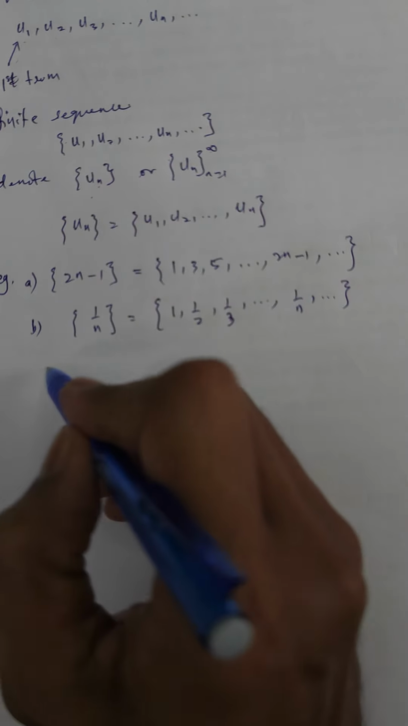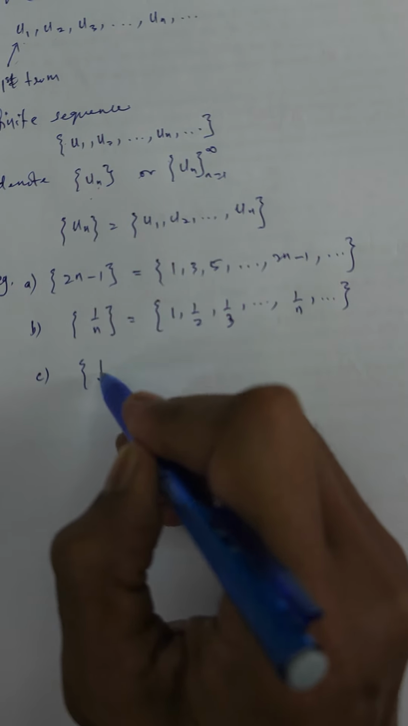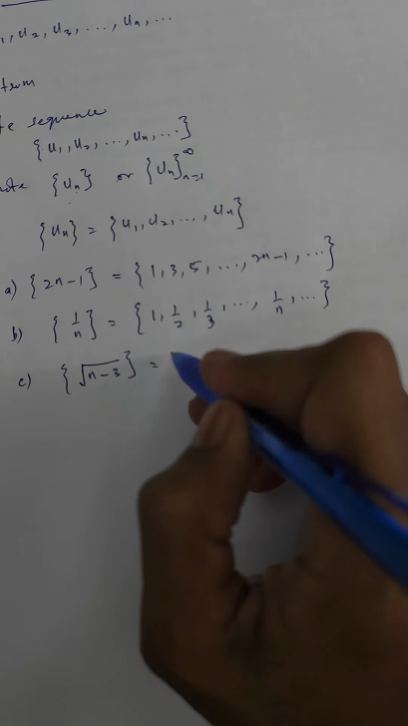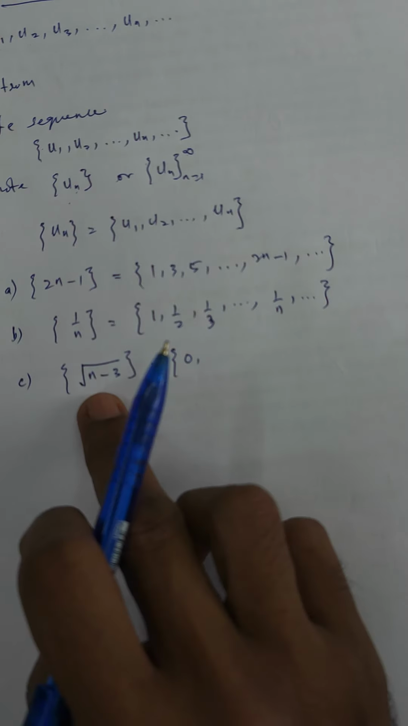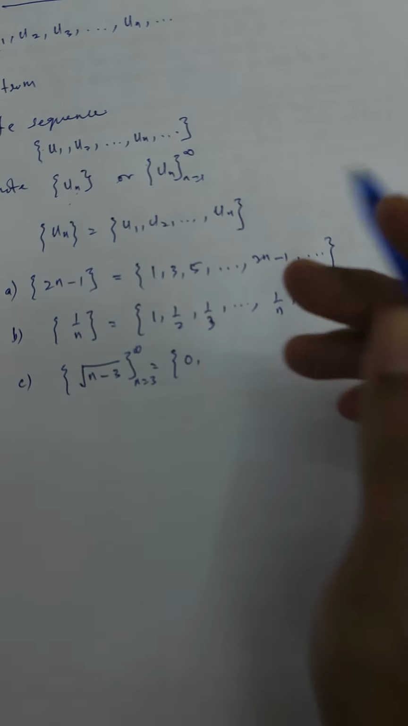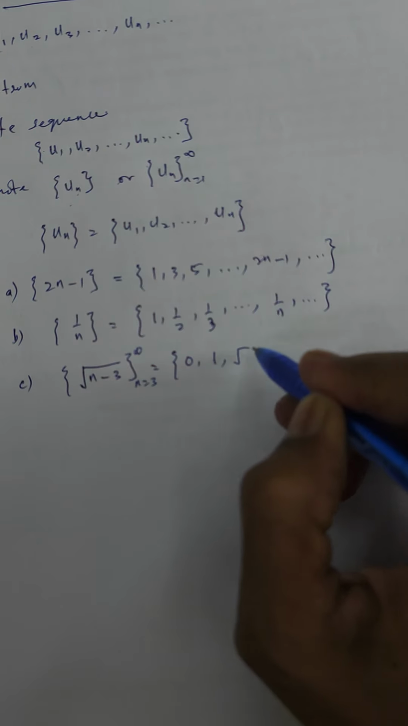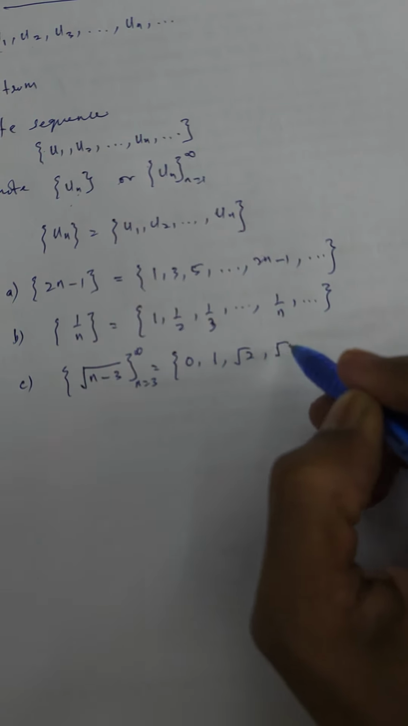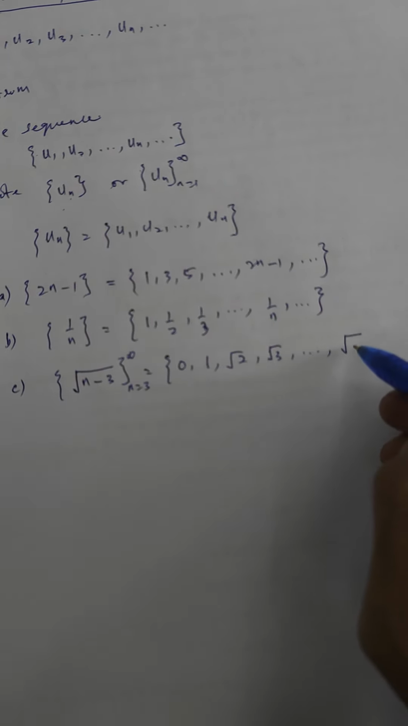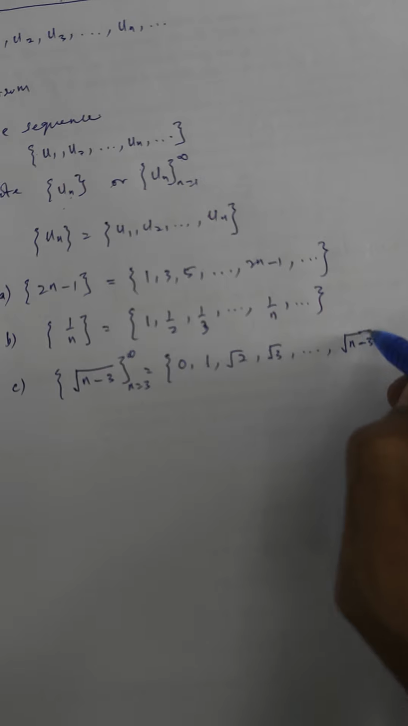And the next example, we can think of the square root of n minus 3. This is also a sequence where the first term is 0, n from 3 to infinity. So the first term is 0, the second term we have 1, root 2, and root 3, and so on, the square root of n minus 3 for the nth term.